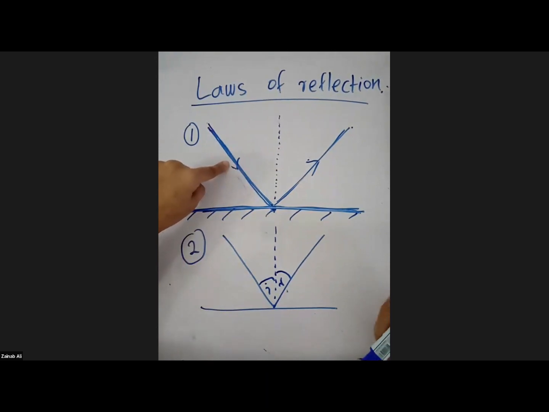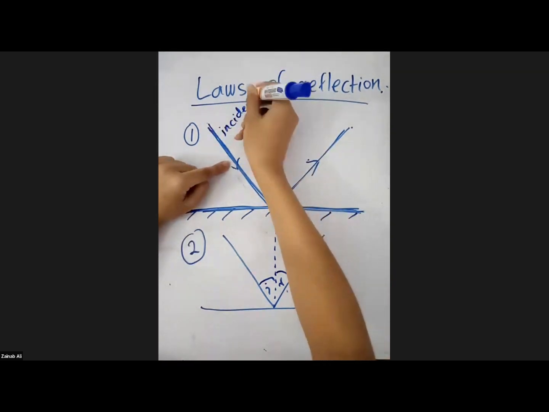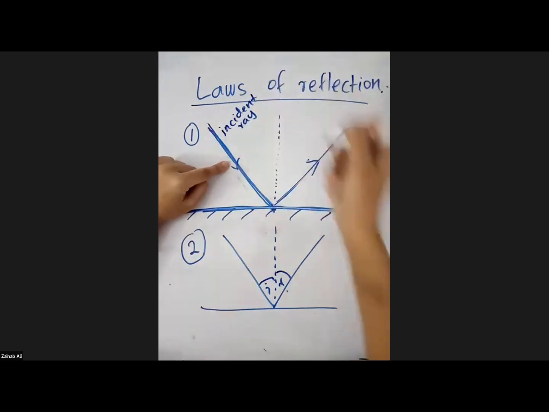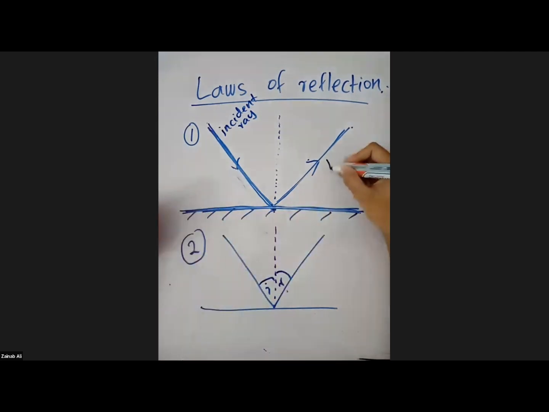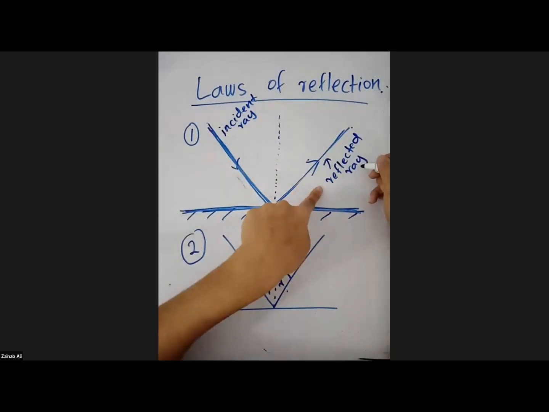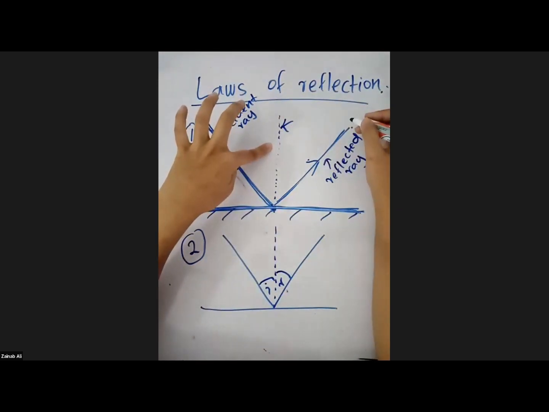Razia, we can't say that it is only 49. I'll explain that. Yes, this is the incident ray. Then what is this ray? This is the reflected ray. That's correct. This is the incident ray, this is the reflected ray. What is this? The normal.